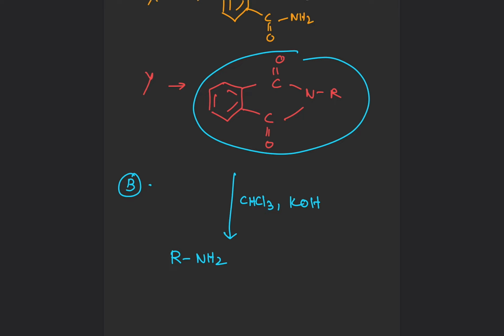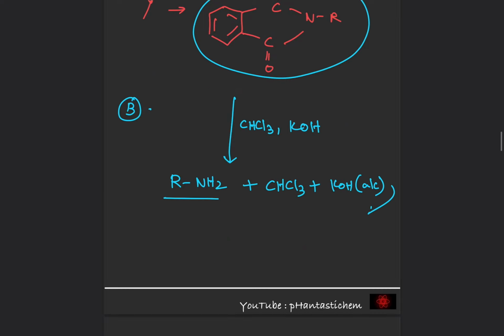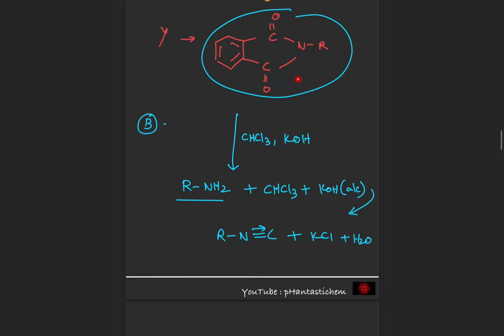And the primary amine will react with chloroform to produce isocyanides or carbylamines. Okay, so RNH2 will react with CHCl3 and alcoholic KOH to give us RNC plus KCl plus H2O, right? So this is our isocyanide or carbylamine. This is also known as the carbylamine reaction or isocyanide test. So therefore, yes, Y will react with chloroform and KOH to give us isocyanide. So this is a correct statement. Okay, so B is also a correct statement.